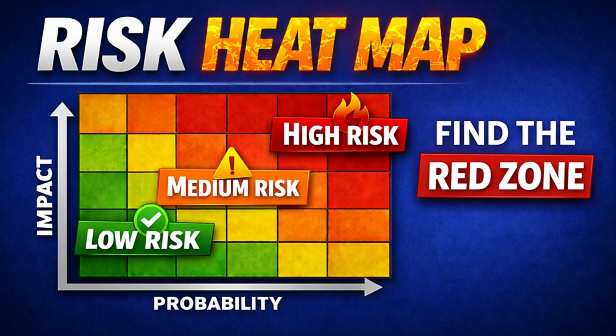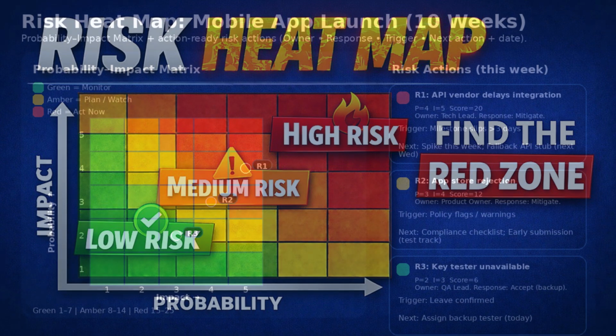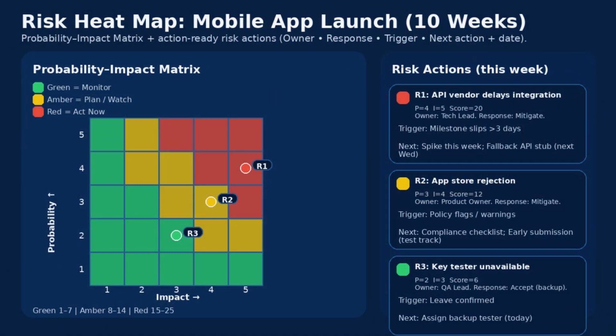We'll take an example of a mobile app launch in 10 weeks. Risk number 1 is a red risk. API vendor delays integration. Probability is 4, impact is 5, the score is 20. The response is going to be a mitigate response. There are 3 mitigate responses highlighted here: integration spike this week, weekly vendor checkpoint, fallback API stub by next Wednesday. What's going to be the trigger for the risk? Whenever a milestone slip is greater than 3 days. Who is going to be the owner? Tech lead is going to be the owner for the risk.